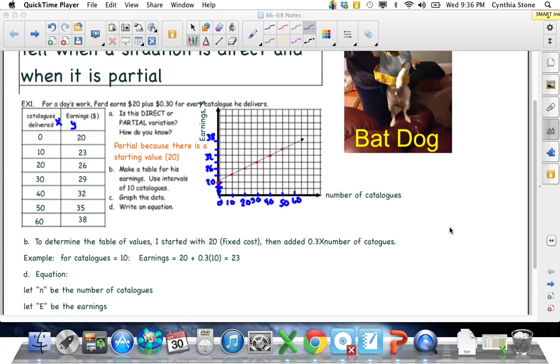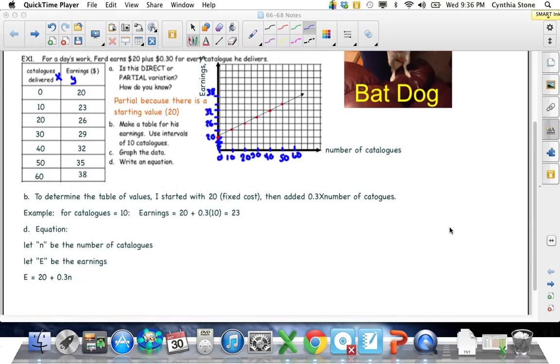Okay, so in this first example, we've got Fred, and he is working, delivering catalogs where he earns $20 no matter how many catalogs he delivers, but then on top of that he earns an extra 30 cents, or $0.30, for every catalog. And it asks us to fill out the table of values. Oh no, actually it first asks us, is it direct or partial? And how do you know?